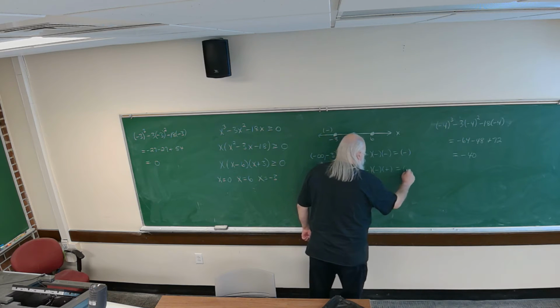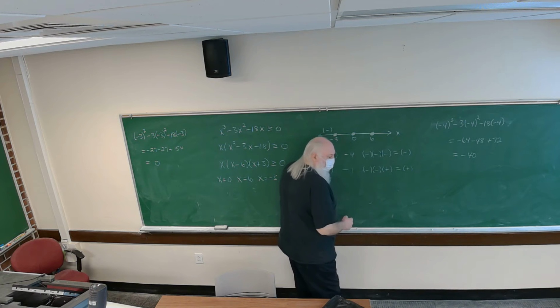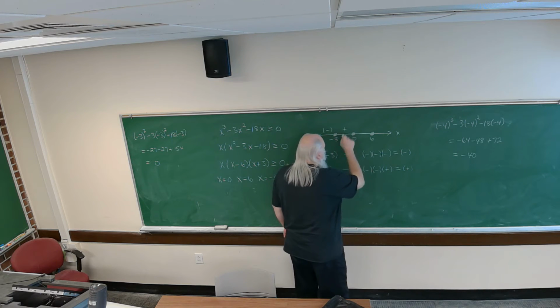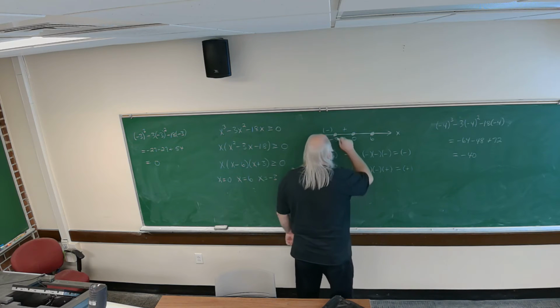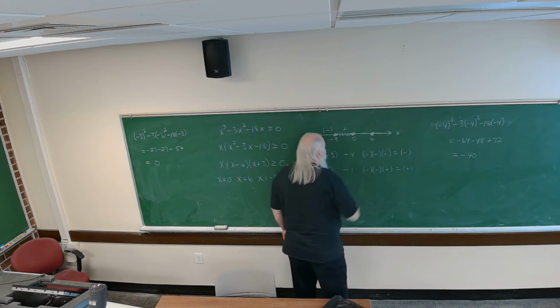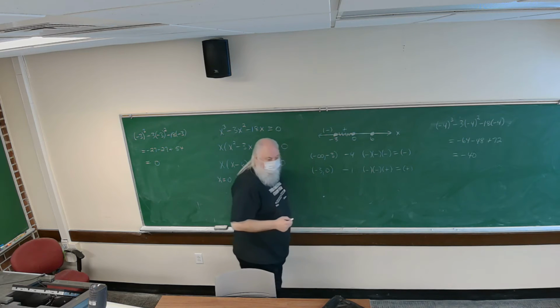Which is equal to positive, right? So all these numbers between -3 and 0 make the left-hand side greater than 0. So those numbers work in our inequality.